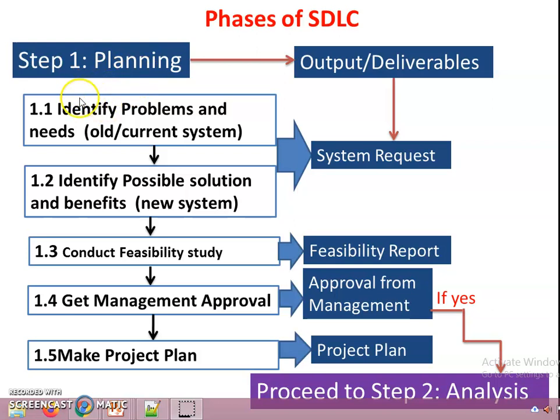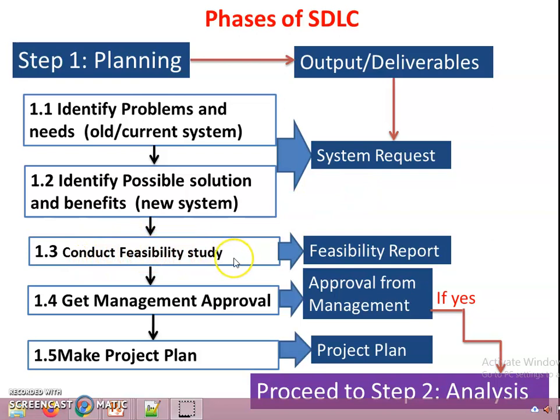Here, the system analyst will conduct the preliminary investigation in order to identify the problems and or the needs of the current system of the company, and then identify a possible solution that will address the problems identified from the current system. So these things have to be contained in a system request, which will be evaluated by the reviewing committee of the company. Once approval is done, the system analyst has to conduct the feasibility study.